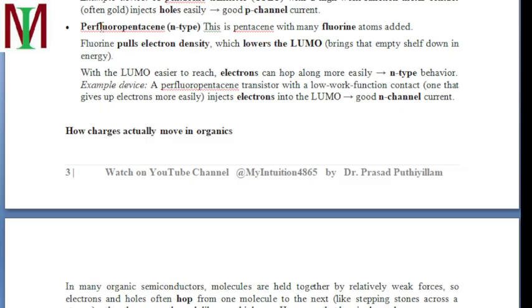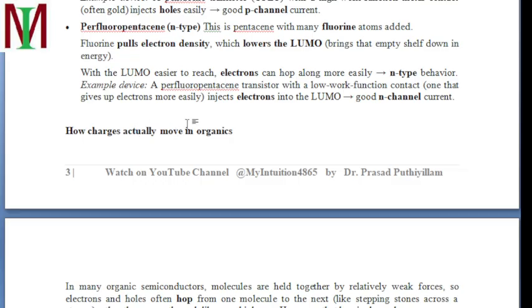Okay, so with the lowest unoccupied molecular orbital easiest to reach, the electrons can now hop along more easily. Then it becomes n-type behavior, because the electrons are easily going to the LUMO, the lowest unoccupied molecular orbital, and they are free to move. Electrons are moving, so it becomes n-type behavior. An example device is a perfluoropentacene transistor with a low work function contact, which gives electrons more easily. It injects electrons into the LUMO and becomes a good n-channel current.